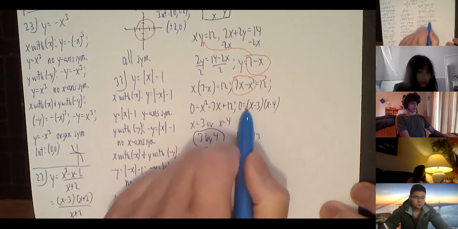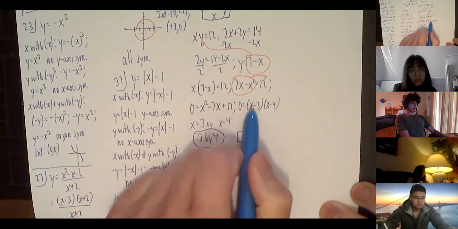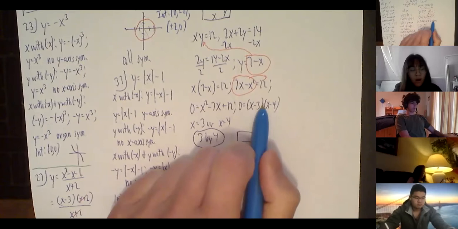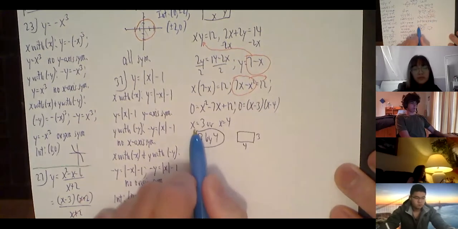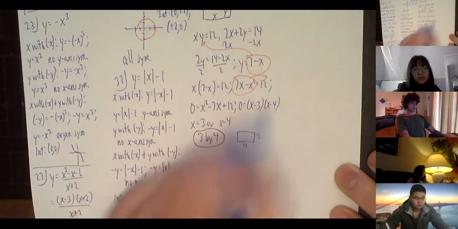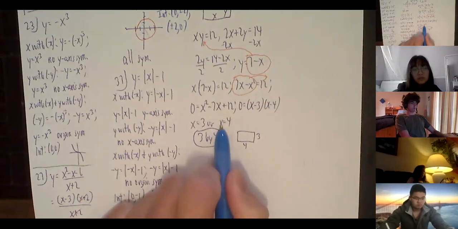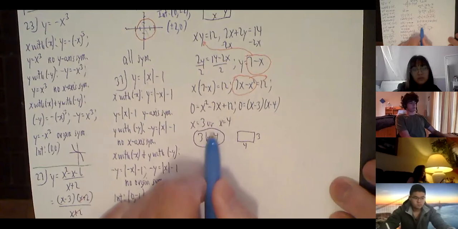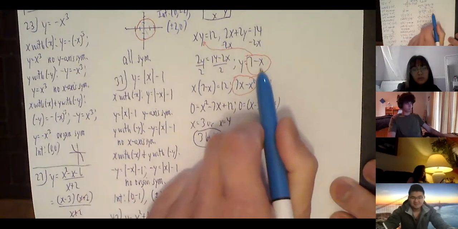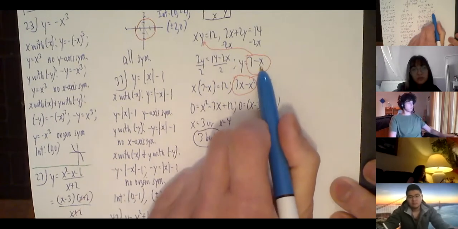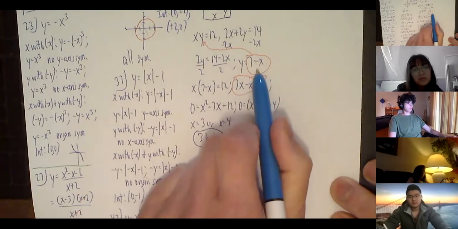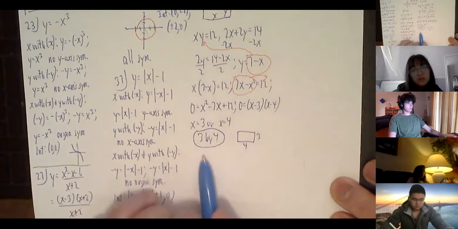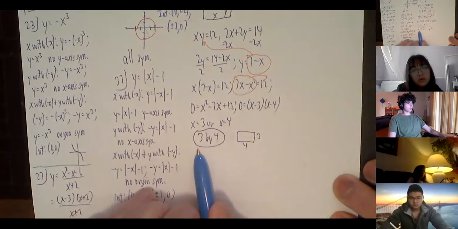Then by the zero factor property, if something times something equals 0, that means either this one is 0 or this one is 0. So what number would make this 0? 3. What number would make this 0? 4. And notice if you plug in 3, you get 4. And if you plug in 4, you get 3. So it's not a different rectangle, it's 3 by 4. So the answer is that the rectangle is 3 by 4.